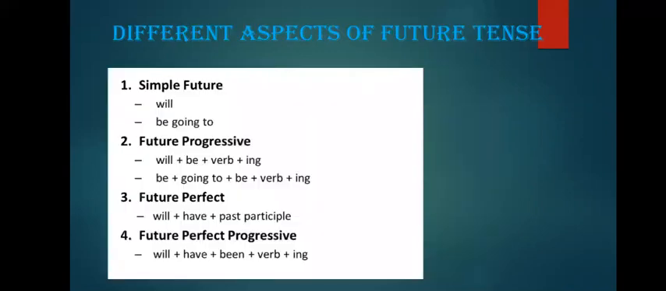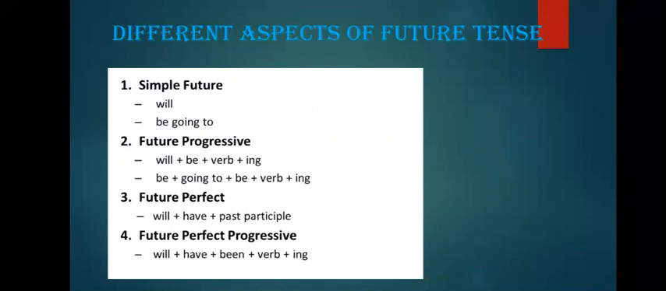Now, in simple future tense, we basically use will and be going to. Simple future tense is just like she will go to school, or she will be going to the market. These are simple future tense. We have two types of verbs here, that is the helping verbs will and be going to that you are going to use here.